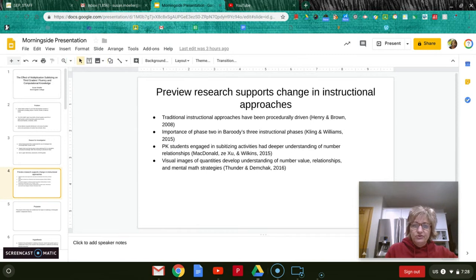McDonald, Zazu, and Wilkins in 2015 performed an extensive study of preschoolers and subitizing activities. The study concluded that students instructed with dot images were better able to compose and decompose numbers than students who had not been instructed with subitizing. In 2016, Thunder and Demchak explained that students shown visual images of quantities developed a better understanding of number value and relationships and mental math strategies. The ability to recognize these relationships builds the type of number sense that encourages computational fluency.